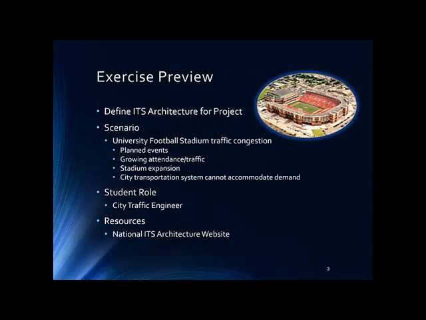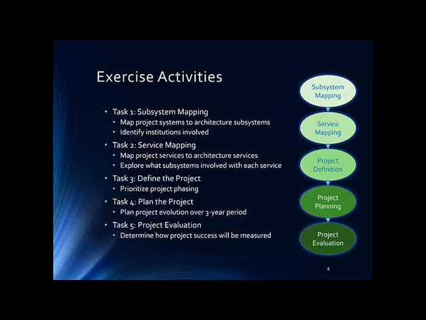This first case study is to define an ITS architecture for a project. In this case, it's a university-based project, which the idea is to have a city develop a system to support special event transportation. In this case, around a football stadium. And you'll be particularly working with the National ITS architecture in this case study. You see the activities described here, and you'll understand better what a subsystem is, a service, etc., as we get into talking about the architecture here in a moment.